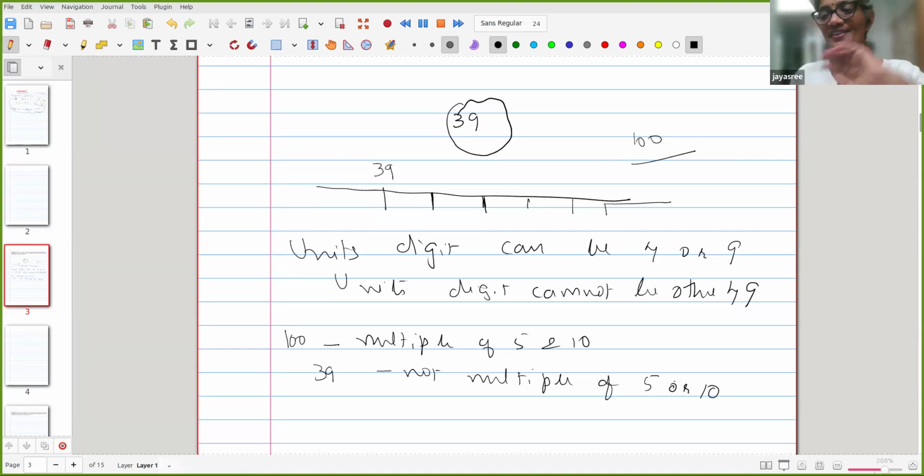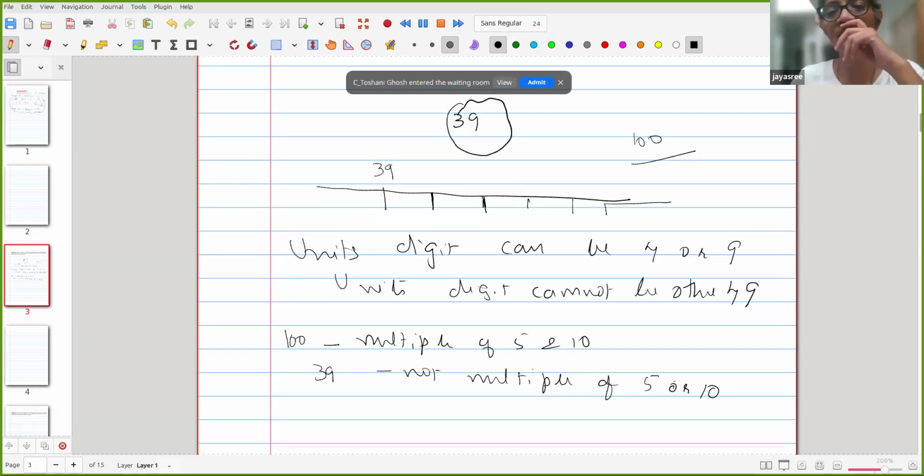Okay, go ahead. Ma'am, I want to tell the same thing, that the ones place digit will always be 4 or 9, so we cannot get 100. Okay, can somebody tell me what is the invariant here? We were talking about invariant.